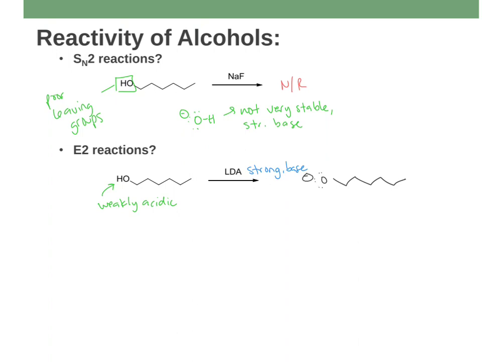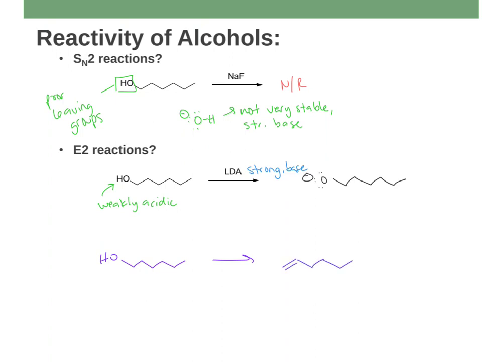Now, if I wanted to do an E2 reaction on that alcohol, on that hexanol there, and really turn that alcohol into an alkene, let me draw this so that it looks as similar to that molecule up there as I can get it. If I wanted to turn this into an alkene, I can't do it directly with LDA, but I could get there.